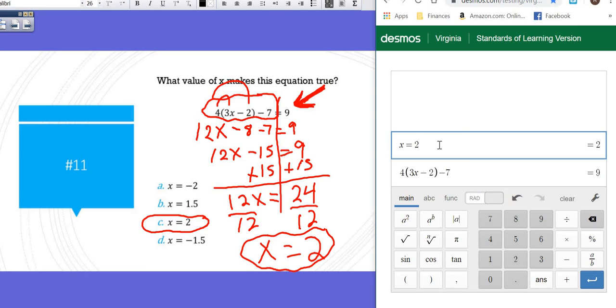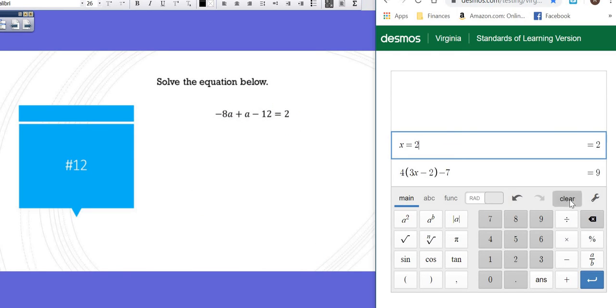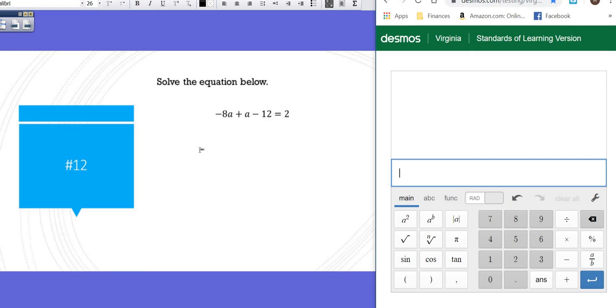So you've got 2 different options. I would suggest you try to solve it and then try every single answer just to make sure that you've chosen the right one. Okay? Solving equations is something you're going to keep doing for a lot of years, so the better you get at it now, the better off we're all going to be.